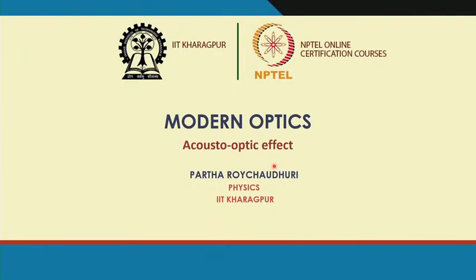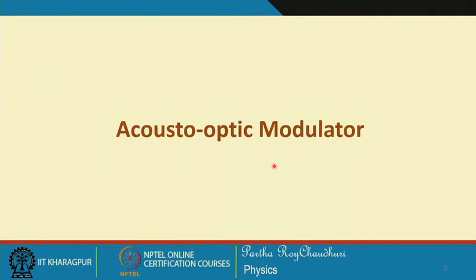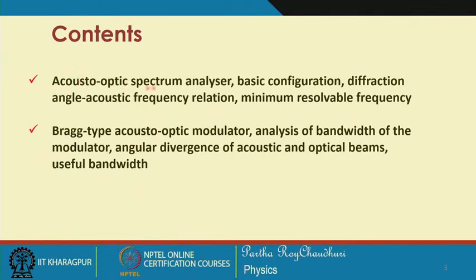So, we were discussing Bragg type acousto-optic modulators, and now we will discuss the acousto-optic spectrum analyzer, which is a very useful application of this Bragg type acousto-optic modulator. We will look at the basic configuration of this spectrum analyzer. We will try to understand how this modulator can be used for this purpose, considering the diffraction angle and acoustic frequency dependence. Then we will look at the minimum resolvable frequency.